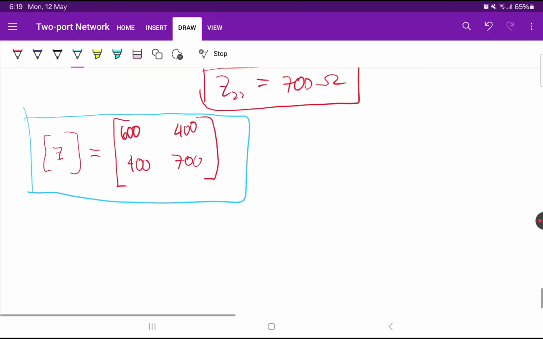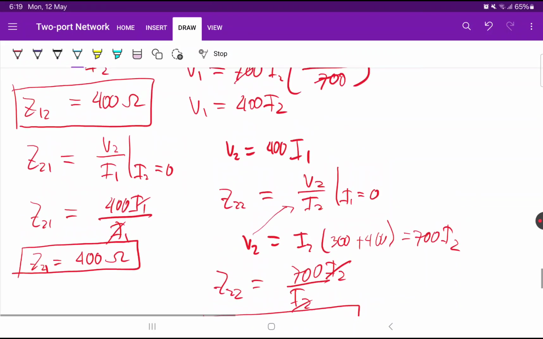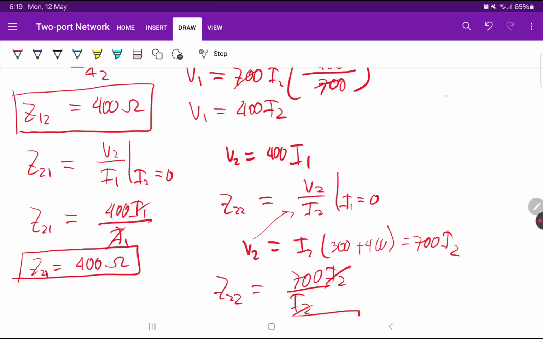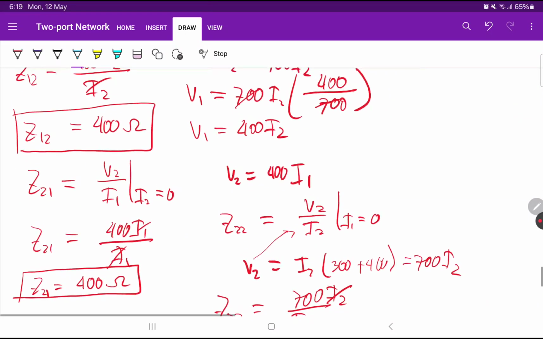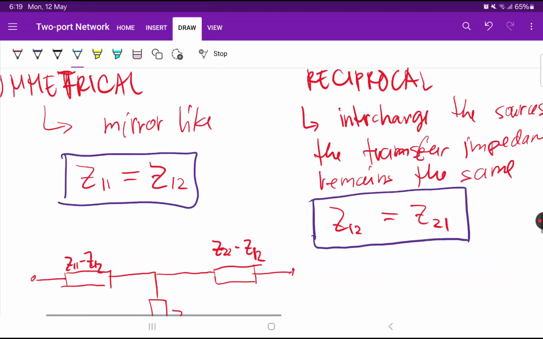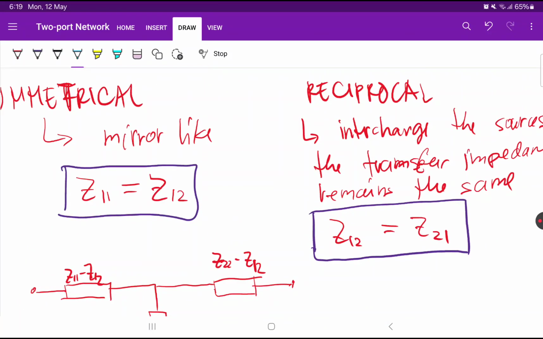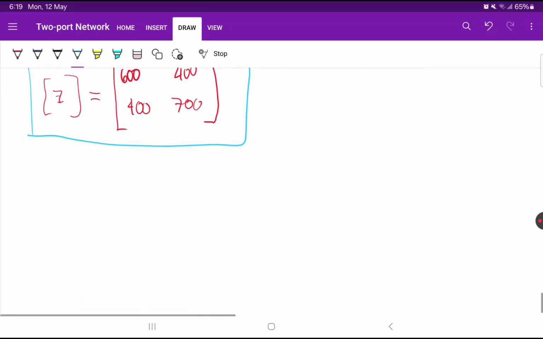So if you look at this network, we can conclude that because Z12 is equal to Z21, it's equal to 400 ohms. So we defined that before. When that happens, Z12 is equal to Z21, then the network is a reciprocal network. Okay, so this is the first model for the two-port network. We'll be discussing the other types in the next discussion.